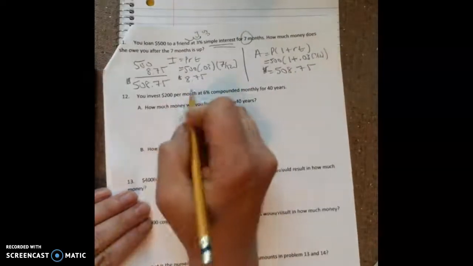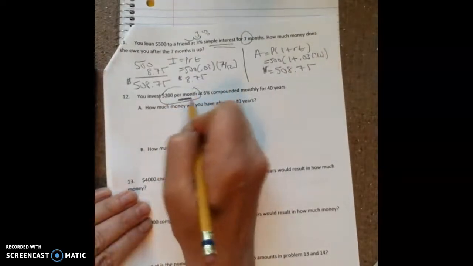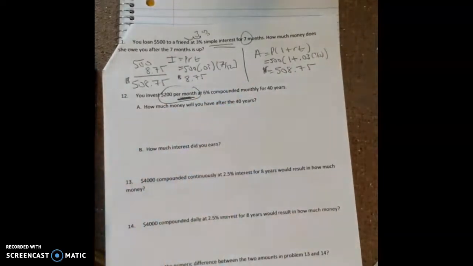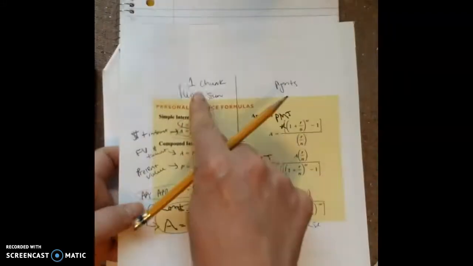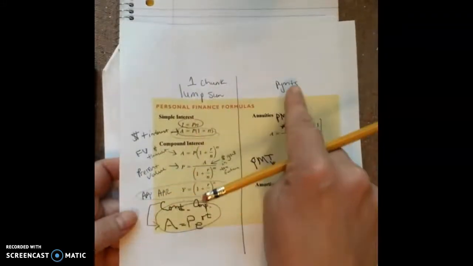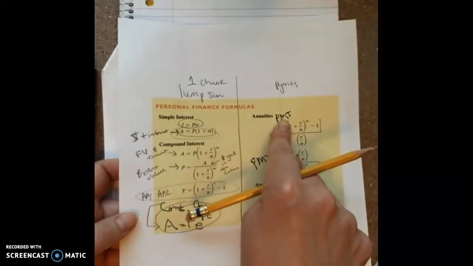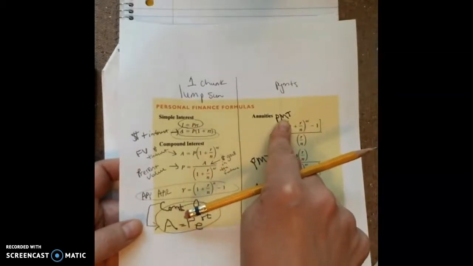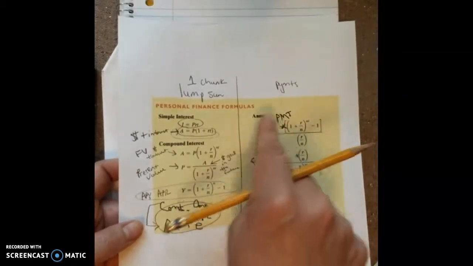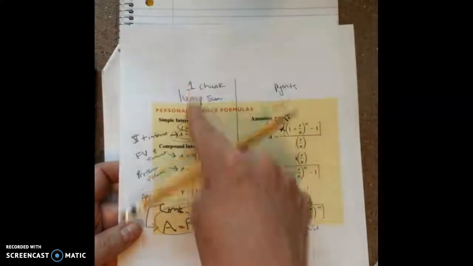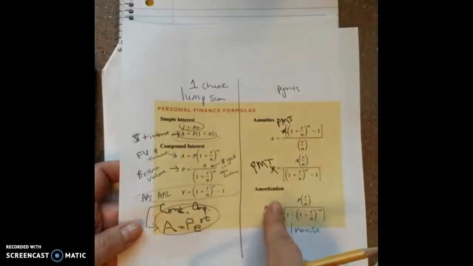All right, you invest. What does that say? $200 per month. Now, the word payment isn't in there, but it is not a one-time deal. You're putting money in every single month. That is what we call a payment. If you make a car payment every month, it's a monthly deal. So just because the word payment isn't there, it's not a one-time deal. It is a payment. You're doing it every month.